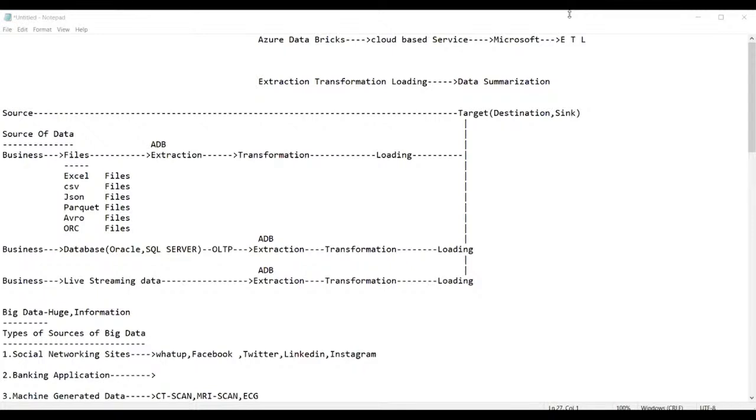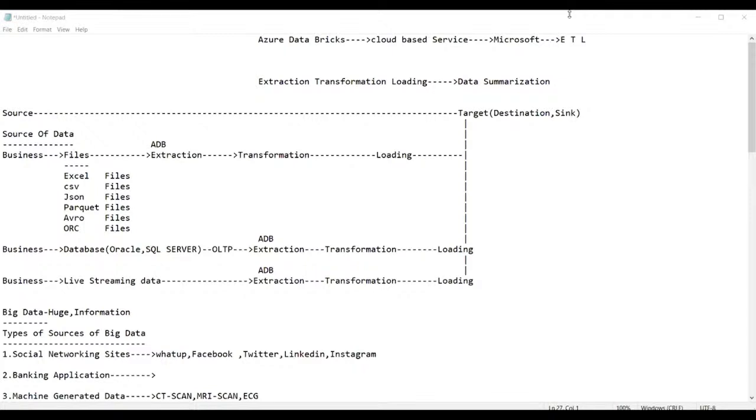And to be an Azure data engineer, what are the services we need to know? If you know ADF, then you are called an Azure data engineer. If you know ADB, then also you are called an Azure data engineer. If you know Synapse, then also you will be called an Azure data engineer.